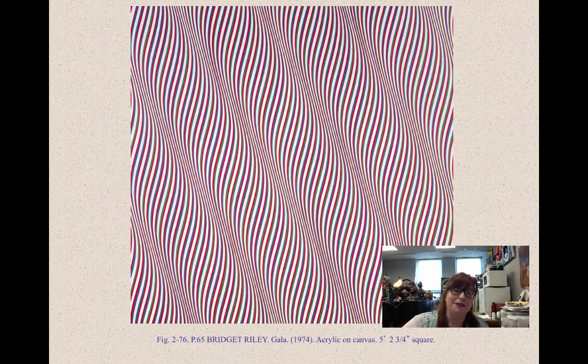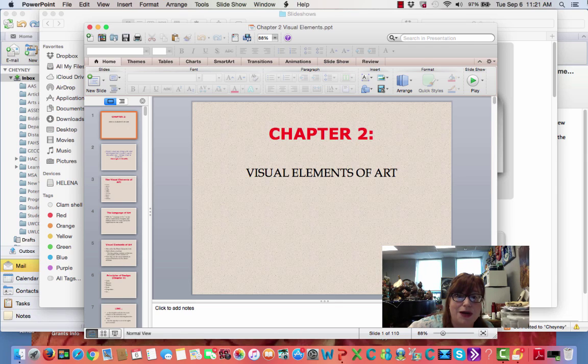So for example, this is Bridget Riley's Gala. And I don't know about you, but I feel seasick after looking at this for a while. So I'm going to stop. And that is the end of this chapter. And in the next chapter, we will get into the principles of design.